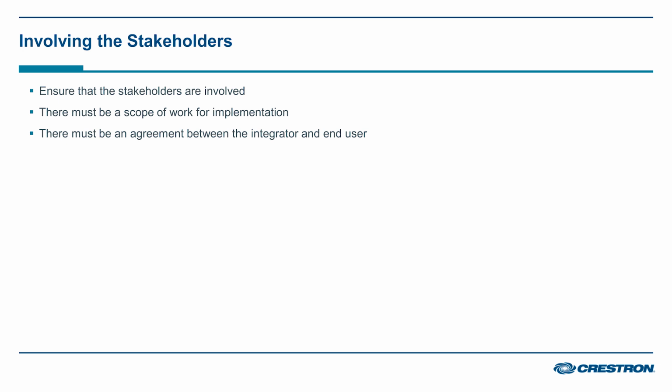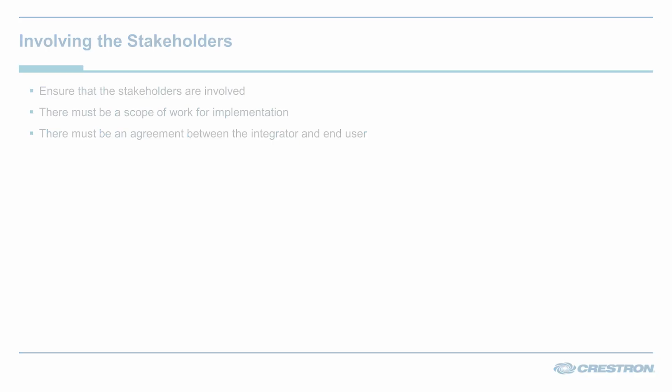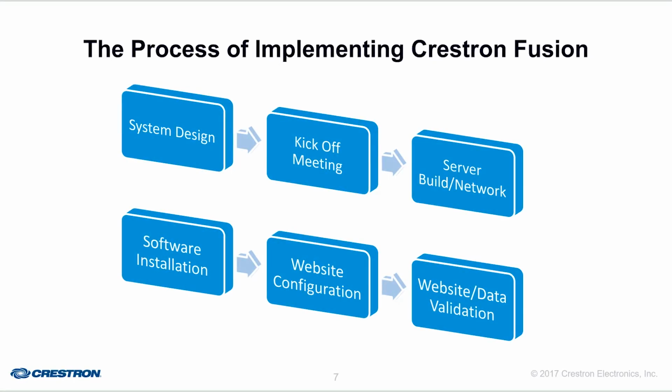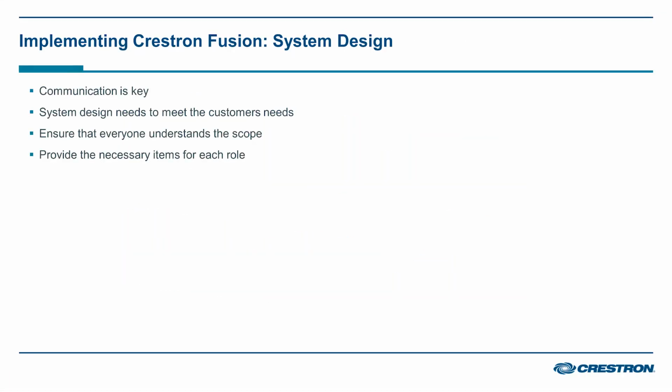I have seen bid specifications that only specify "include Crestron Fusion." Beyond the standard information provided with the standard SSI modules within Simple Windows, the possibilities are nearly endless regarding what can be integrated with Crestron Fusion. The integrator and the end user must agree on what exactly is to be provided with the installation of Crestron Fusion. Now, on to the actual process of implementing Crestron Fusion.